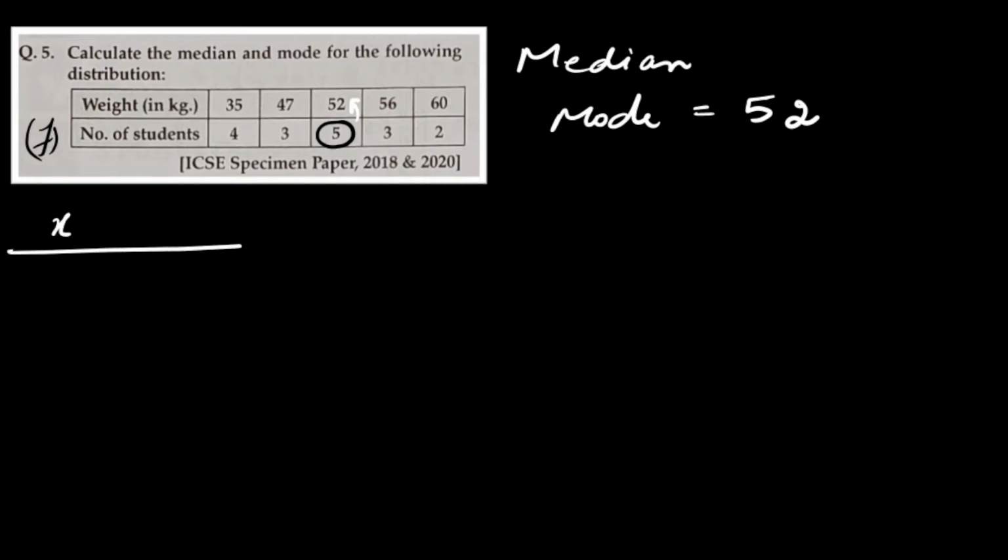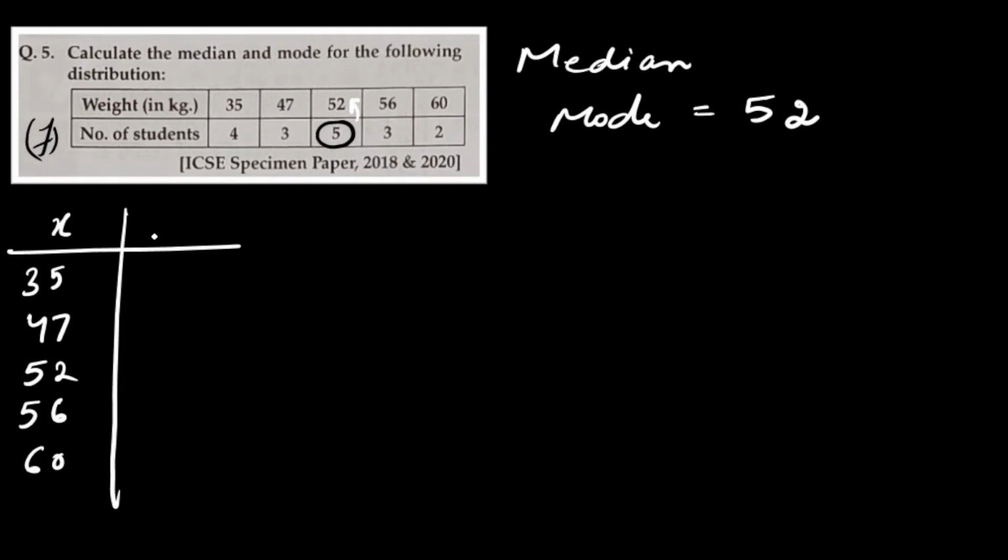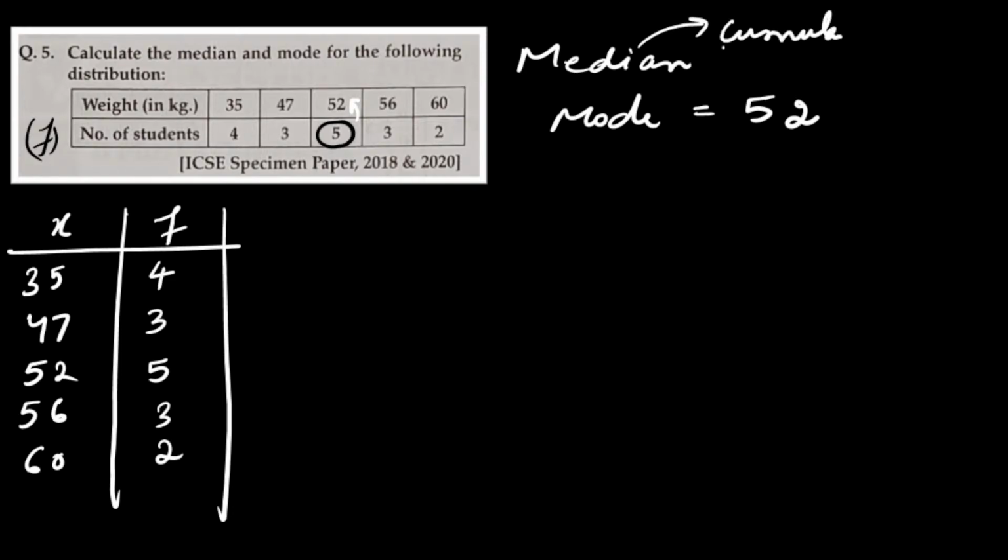Weight means X we can consider. This is 35, 47, 52, 56, 60, and the frequencies I'll write 4, 3, 5, 3, 2. Whenever we are finding the median, we always have to find the cumulative frequency. That I told you in the previous class also.